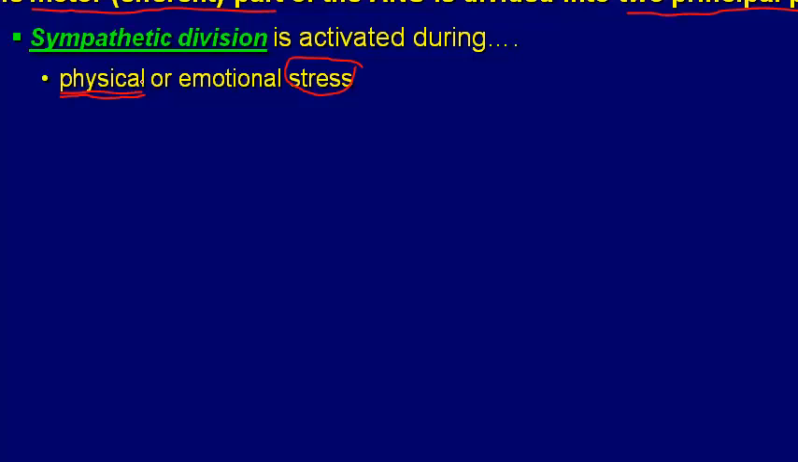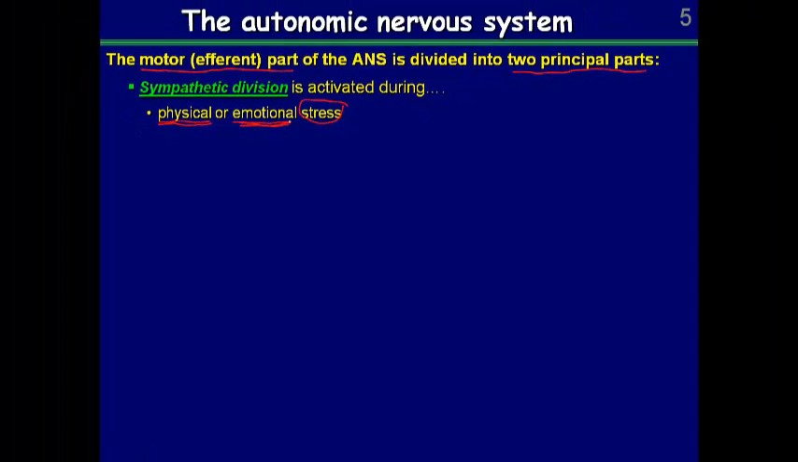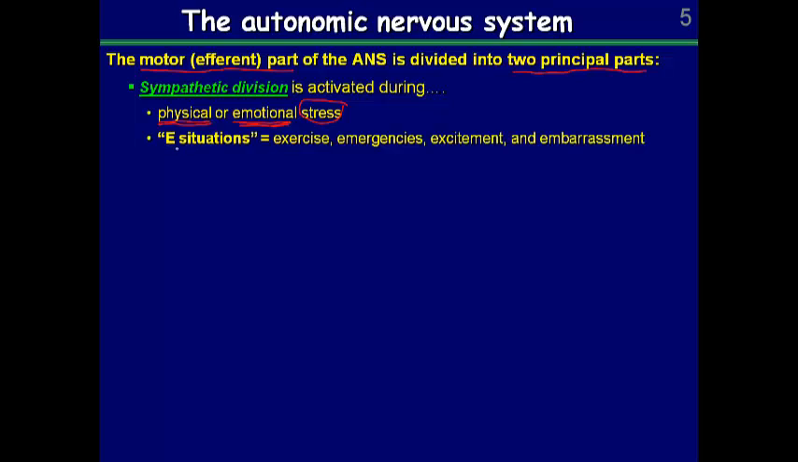So when we exercise, it stresses our body. So we have to do things to help us with that stress. It just happens to be a good stress on the body. Some emotional stresses are going to be activated by sympathetic, or emotional stresses will activate the sympathetic division. We also think of the E situations as being sympathetic. Exercise, emergencies, excitement, and embarrassment. So that's another way to think of sympathetic responses.